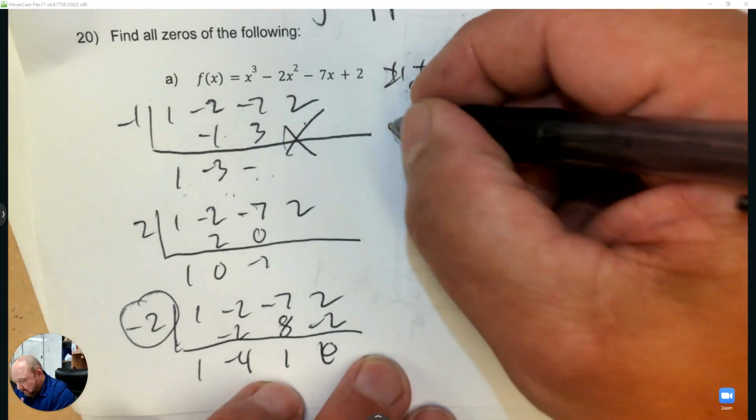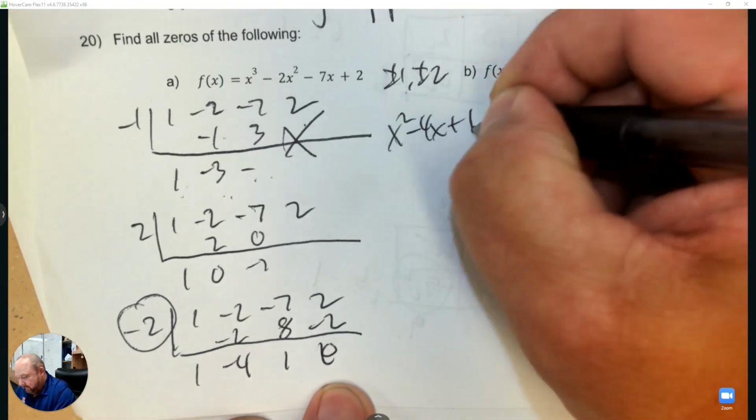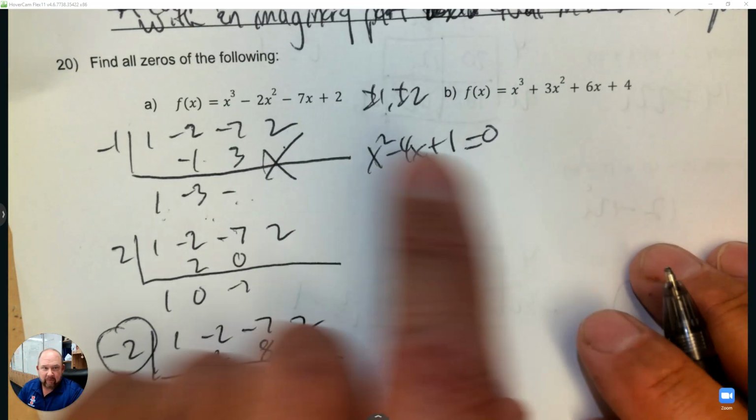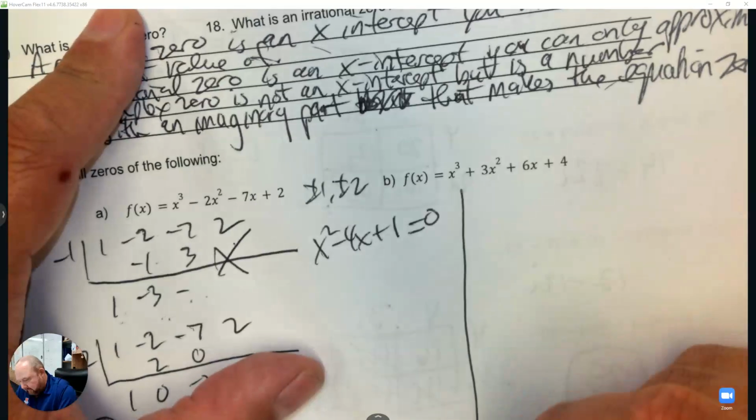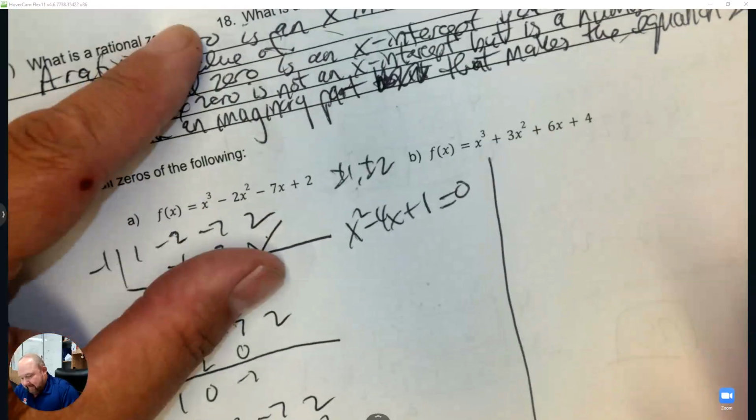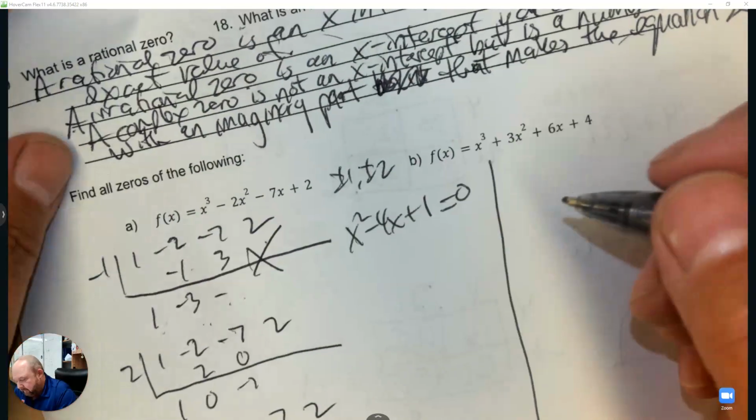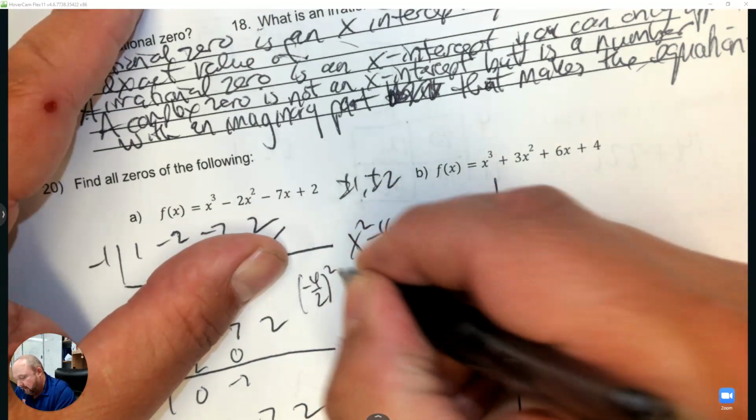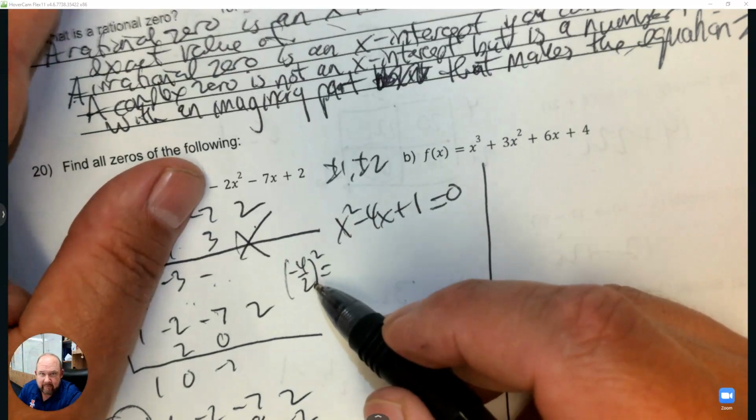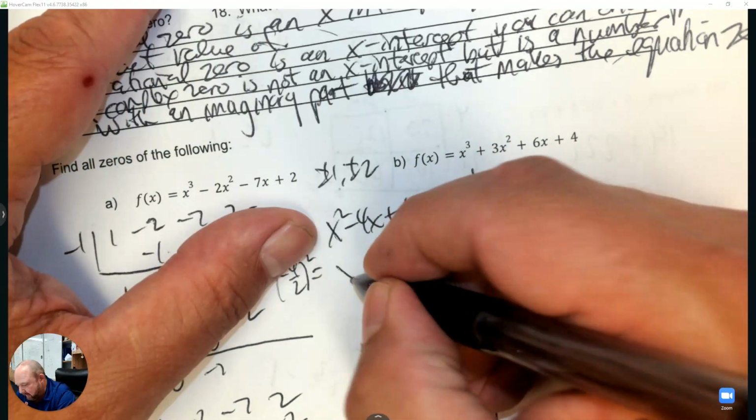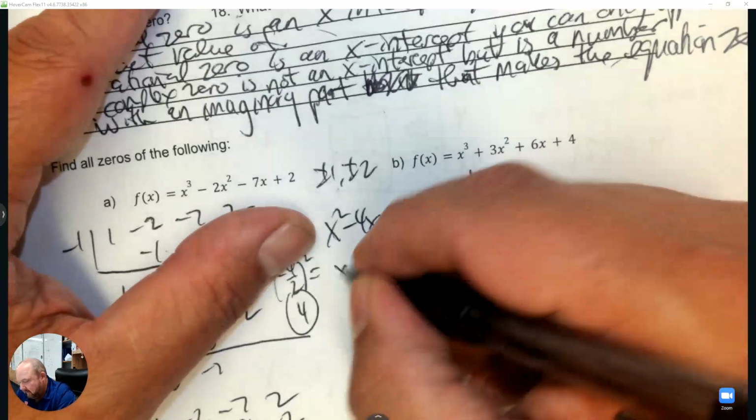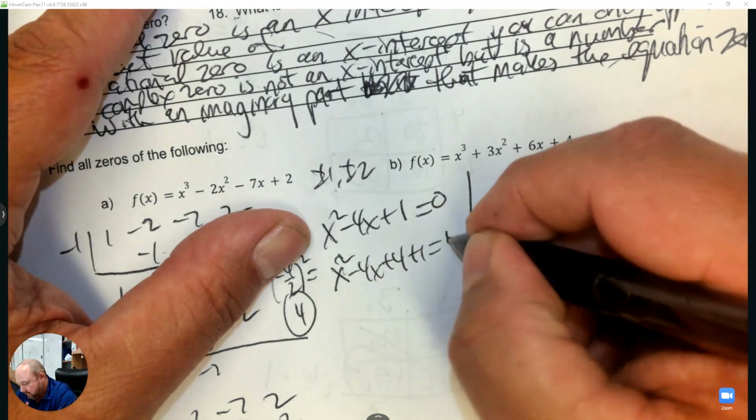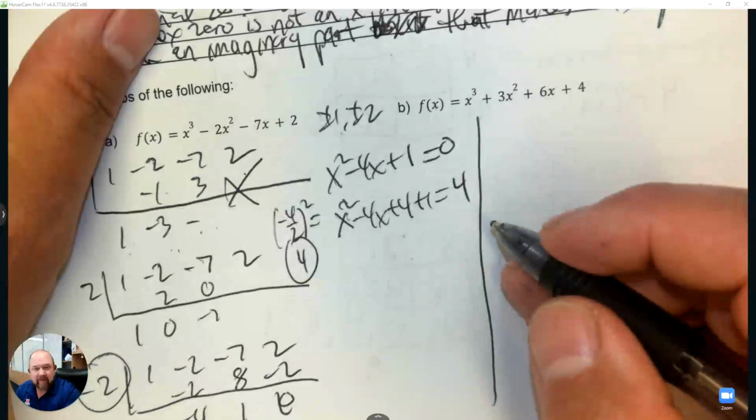What's left, we are going to complete the square. So we're going to make it equal to 0: x squared minus 4x plus 1 equals 0. To complete the square, we're going to take b, which is -4, and divide by 2 and square it. So -4 divided by 2 and squared, that magic number is 4. So we're going to add 4 to both sides: x squared minus 4x plus 4, and 0 plus 4 is 4.